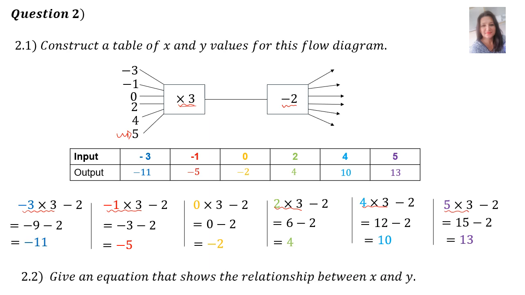Then there's another question that says, give an equation that shows the relationship between x and y. So we will find the equation by using the flow diagram. And it will be y is equal to 3 times x minus 2. And remember, in algebra, we don't write the times anymore. We write the 3 and the x directly next to each other.